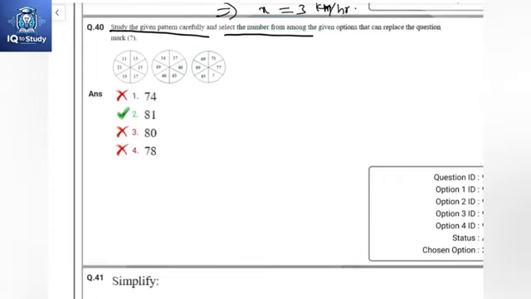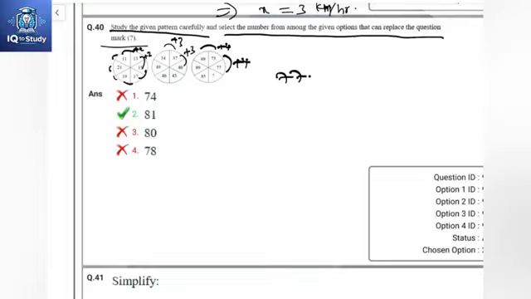Study the given pattern carefully and select the number from among the given options that can replace the question mark. Here, everything is increased by plus 2. Similarly, here everything is increased by plus 3. And similarly, in the third figure, the logic is plus 4. So, 77 plus 4 is equal to 81. So, here will be 81. So, option 2, 81 is correct.